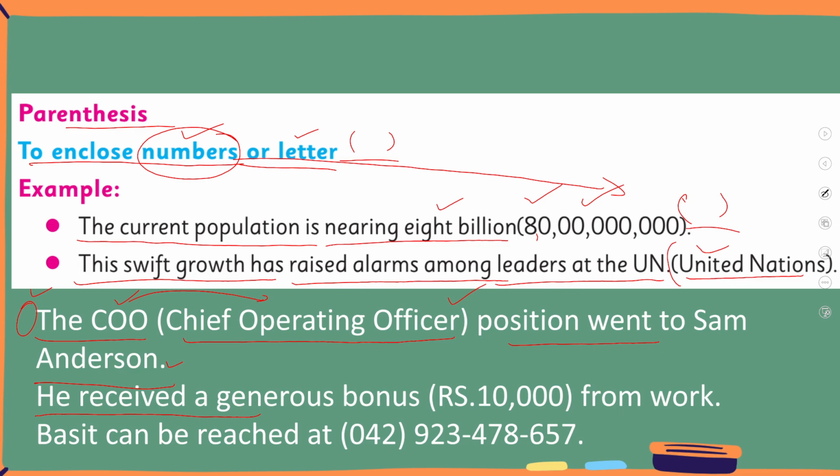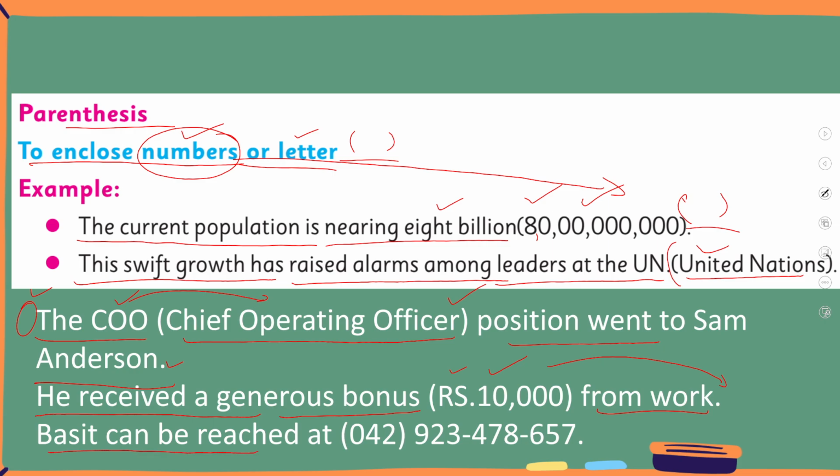He received a generous bonus from work. Now, how much bonus did he get? Can we tell it in the numbers? Yes. 10,000 rupees. We can enclose the number in the bracket. Now, instead of using it over here, you can also use your parenthesis in the middle of the sentence where it needs explanation.